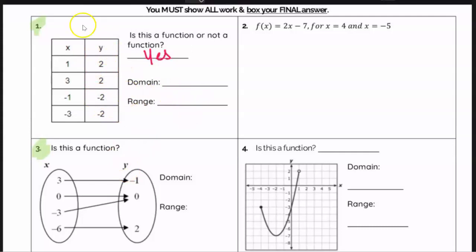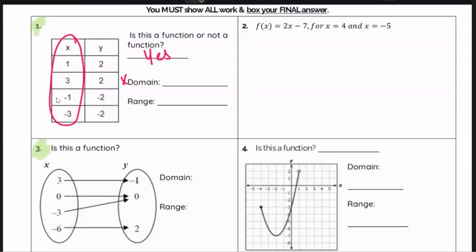Now for domain and range, when you have a table, it gives you a set amount of points. Therefore, this is the one we write as a list. Domain covers your x values, so all the numbers under the x column. So we have 1, 3, negative 1, negative 3. Don't forget that we have the rules.